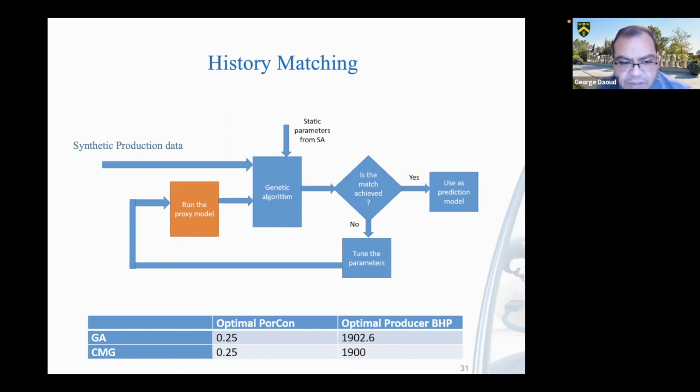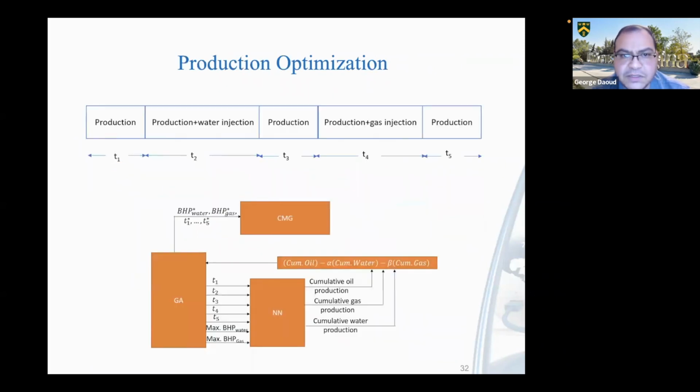As a result, as shown in the table, it is nearly the same as CMG, and the benefit here is that running this model over the simulator takes a lot of time, but running it over the neural network model is much faster. Next slide, please.